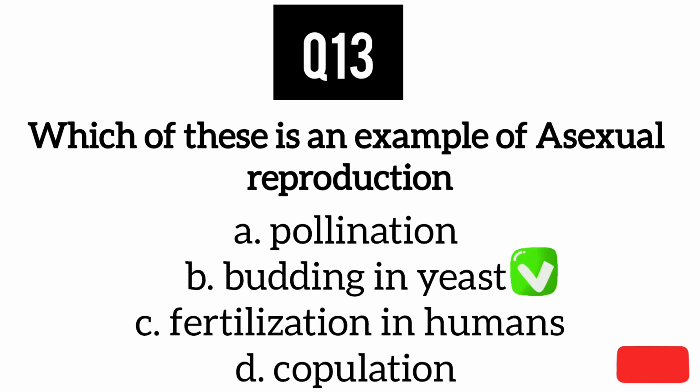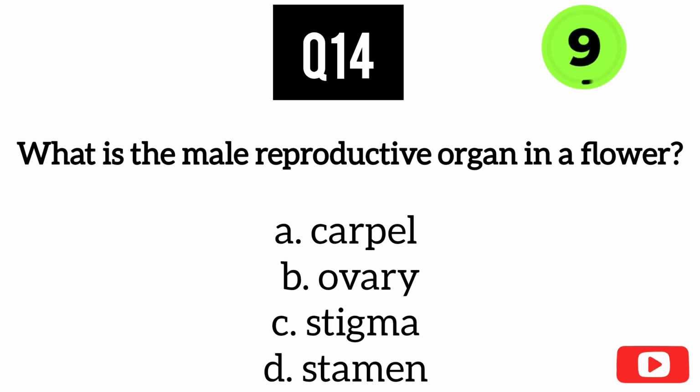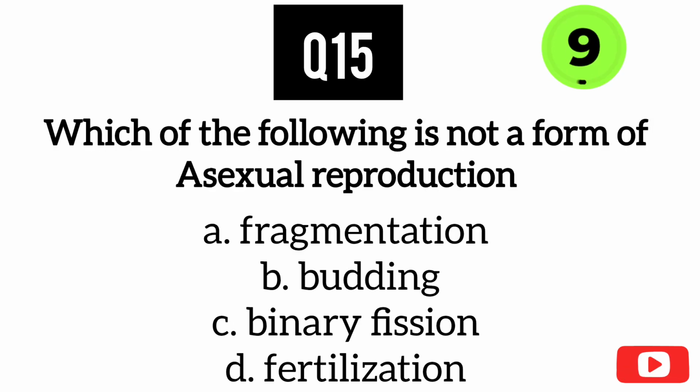Budding in yeast. Question 14. What is the male reproductive organ in a flower? A. Carpel, B. Ovary, C. Stigma, D. Stamen. So the correct answer is option D, stamen. Question 15. Which of the following is not a form of asexual reproduction? A. Fragmentation, B. Budding, C. Binary fission, D. Fertilization. So the correct answer is option D, fertilization.